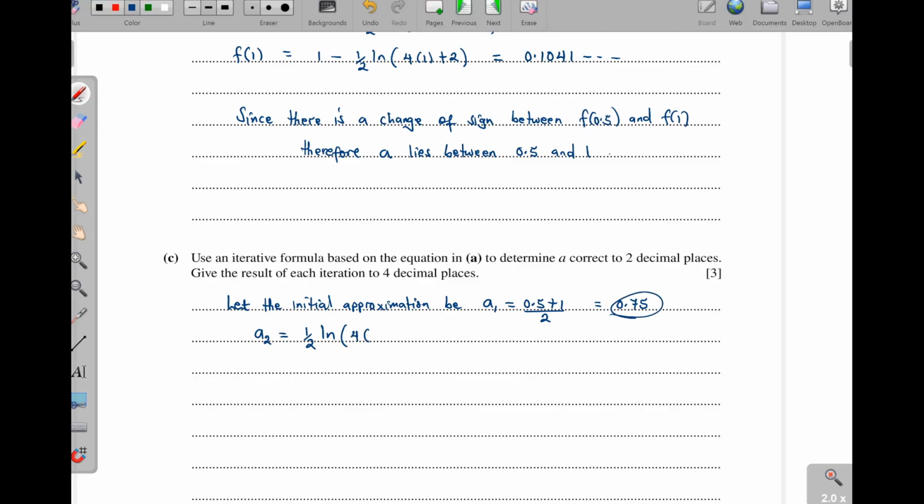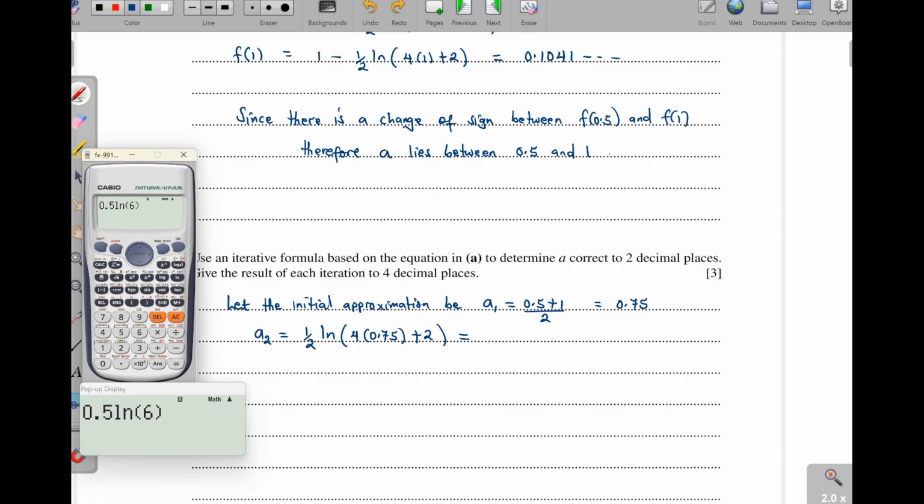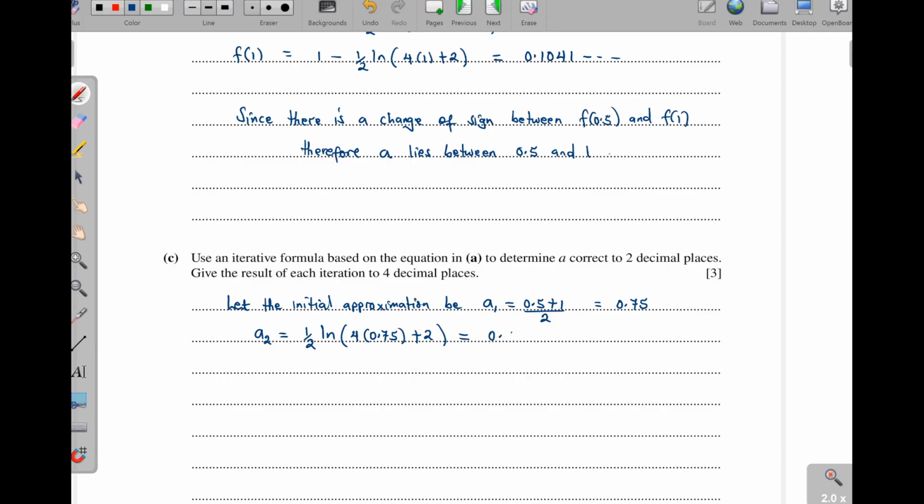So you're putting a as 0.75, then plus 2, and the answer you get here is to 4 decimal places. So what do we get? We have 0.5, then the natural log of 4 times 0.75, because that will be a 3, then plus a 2, then close, and then we shall have 0.8047. Remember, we are writing to 4 decimal places.